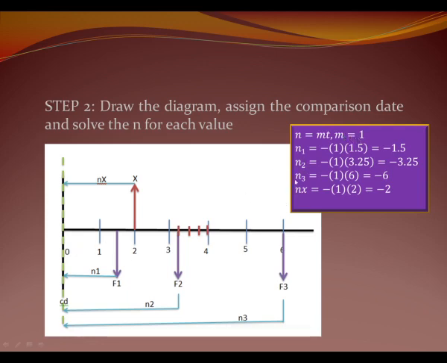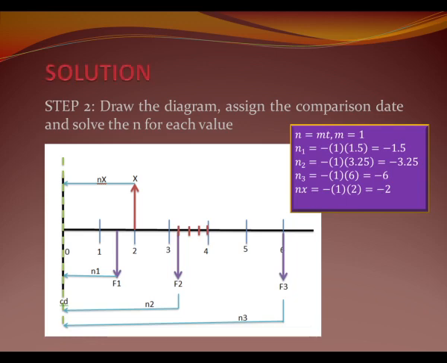Then for N1, this is just simply 1 to be multiplied by 1.5, 1 year and 6 months. So this is negative 1.5. For F2, the number of years is 3 years and 3 months. So this is just simply 3.25. So N2 is negative 3.25. For obligation F3, we have 6 years. So multiplied by conversion period once, then it is negative 6. And for the payment X, from the payment X to the common date is 2 years. So then this is just simply negative 2 to be multiplied by 1 as the conversion period.